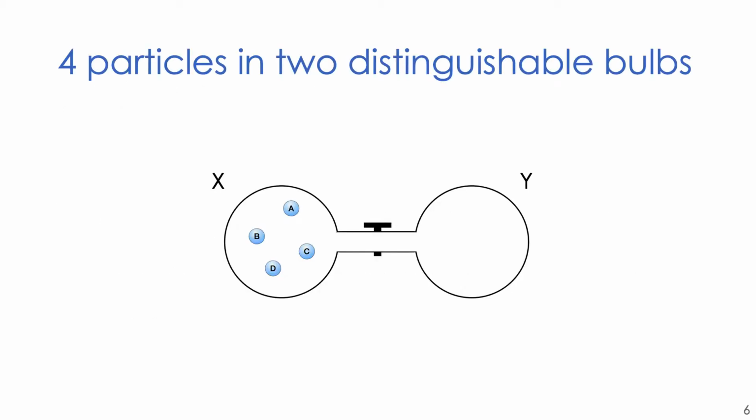So let's continue with what we were discussing before about the four particles in two distinguishable bulbs, and how we can go from these four particles or four molecules into much more complex systems with many more particles, and how that gets more complicated, but is simple or easy to describe using statistical mechanics, using statistical methods.